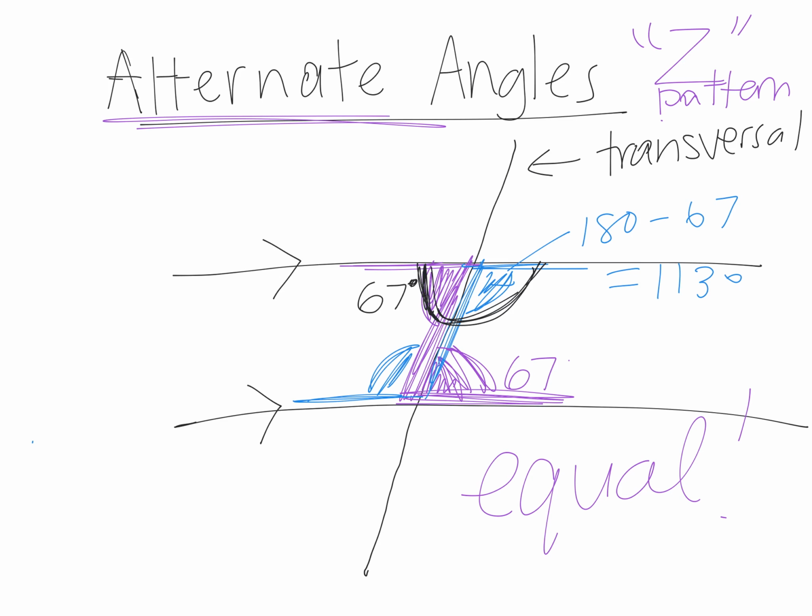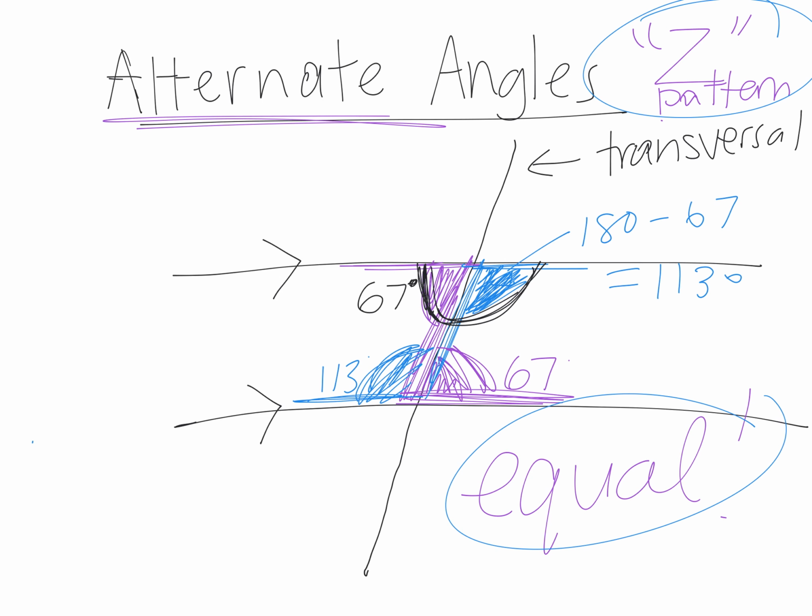113 degrees. If this blue one is 113, which other one's 113? The blue one. Good. Alternate angles, Z pattern, angles are equal. Nice. That alternate. You already know about a straight line. 113 plus 67, they should add up to 180.